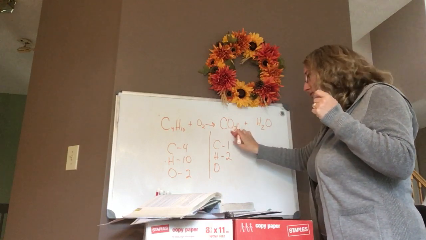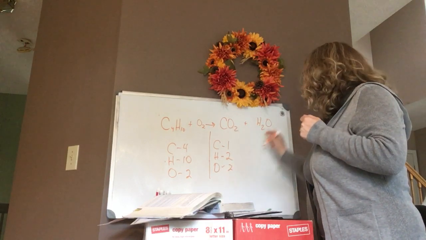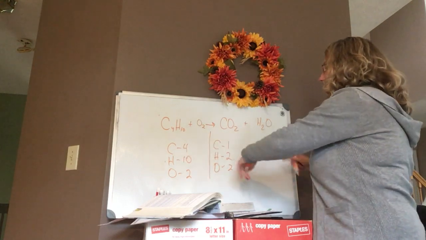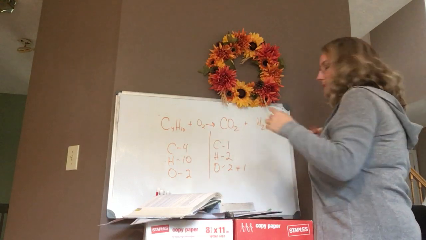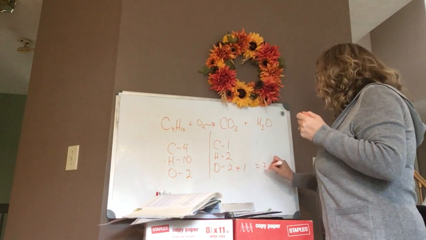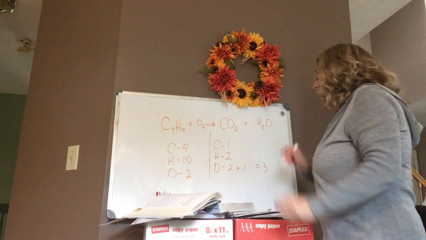So how many oxygens are here? 2. How many oxygens are here? 1. So I know that when I balance it, it goes into two different places. Sometimes that's easy, it's helpful to see. So, and I know that's 3. So I have to make sure this side says 3.